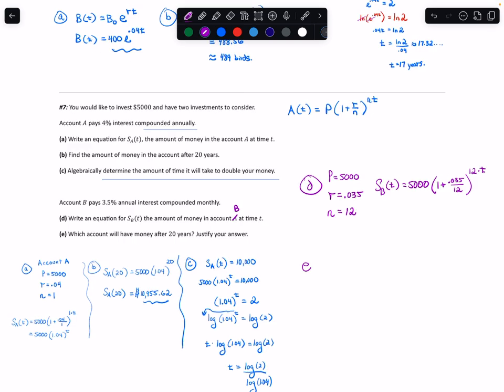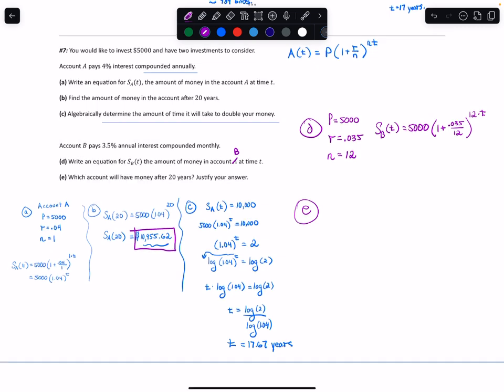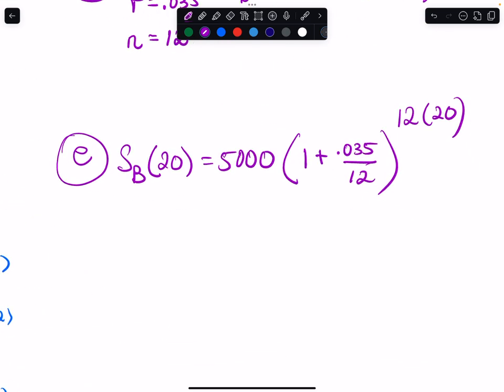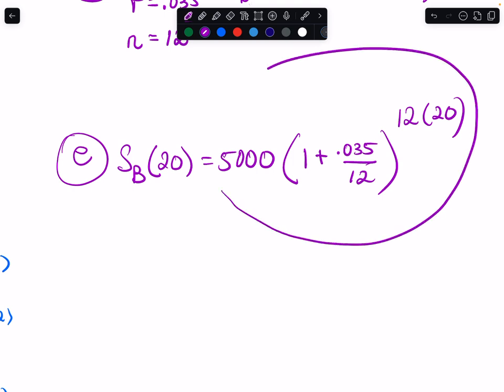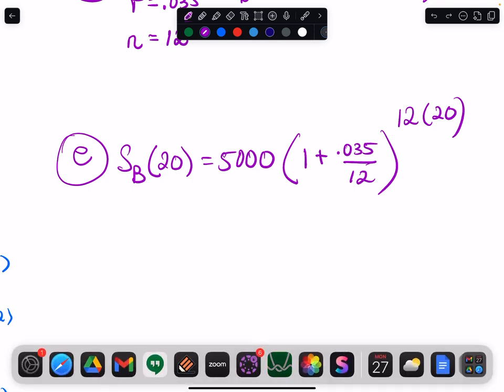So then that leads me to the next natural question, which account will have more money after 20 years? Well, we know how much is in account A after 20 years. Let's see how much account B would give me. So S sub B of 20 is 5,000 times 1 plus 0.035 divided by 12 to the 12 times 20. I would not piecemeal this. What do I mean by piecemeal? I would type this whole thing in one shebang on Desmos. If you don't, you're probably going to get some typo calculator errors. So watch how I do this, and then we'll be done.